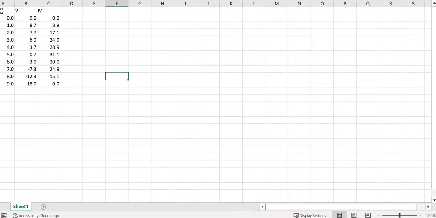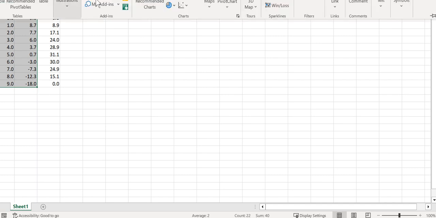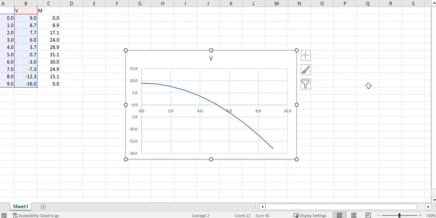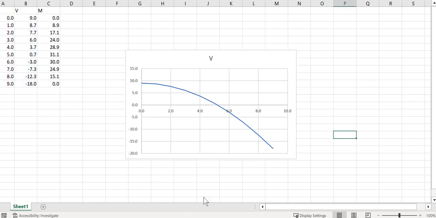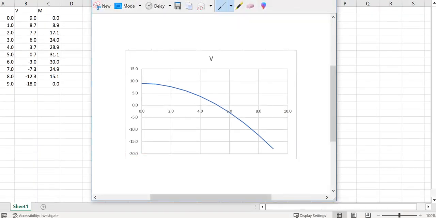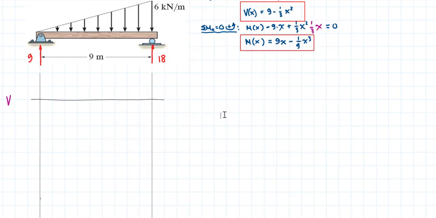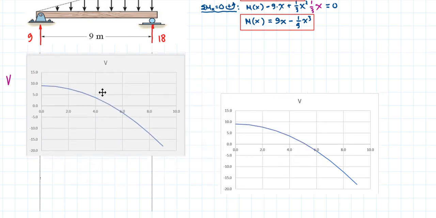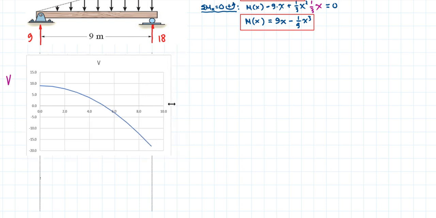Let's do it here in Excel. So you will do this graph. Insert a graph like this, right? Something like this. That will be our graph for the shear, right? And what I can do is copy this into the other graph. And I can put it here. Right. And let's do the other one.